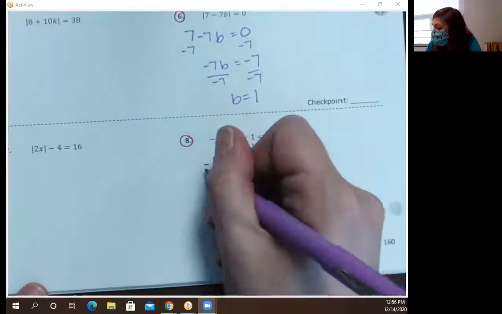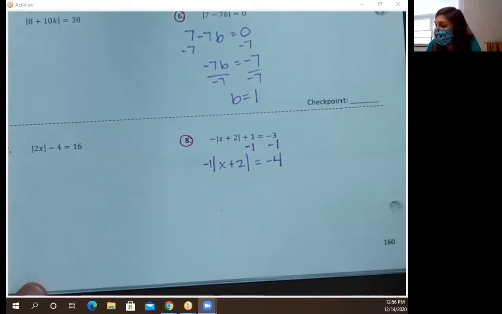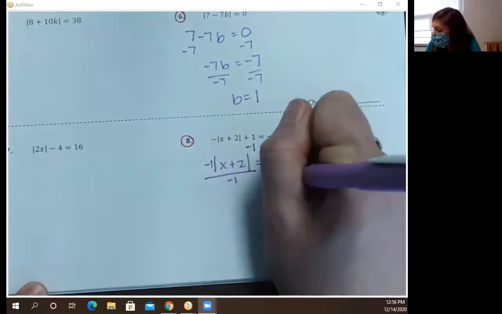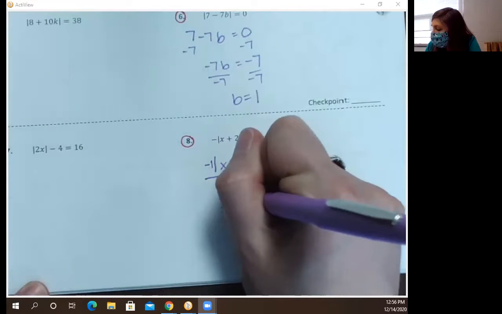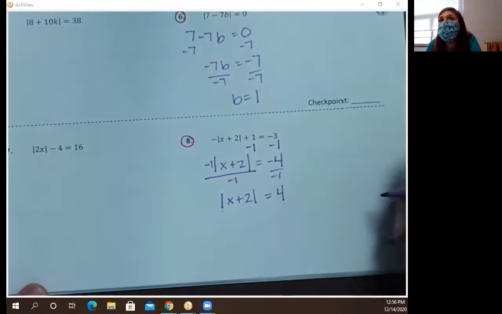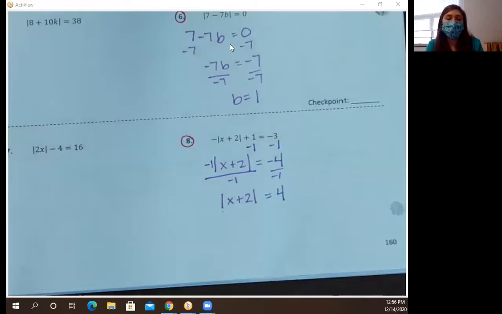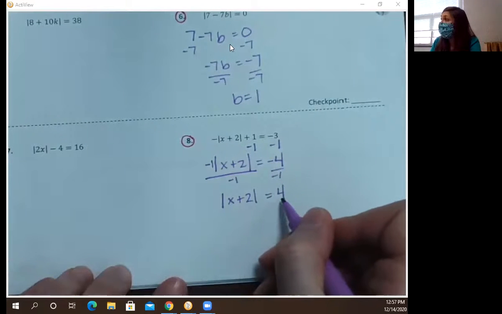Now this negative sign in front is like a negative 1 times the absolute value. So to get rid of it, I'm going to divide both sides by negative 1. So I get the absolute value of x plus 2 equals 4. Now that I have the absolute value piece by itself, it's not equal to anything negative anymore.